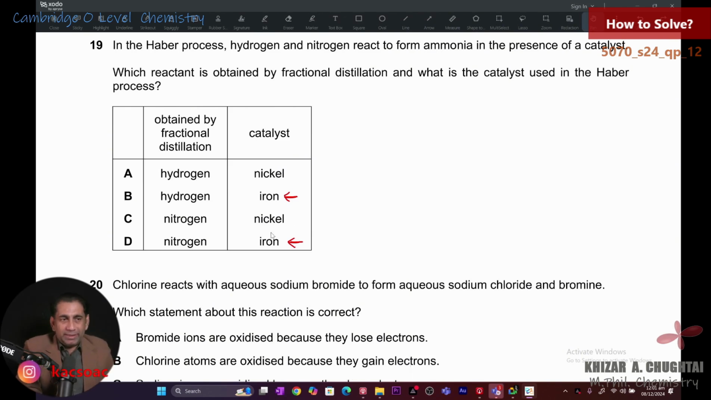In this column, iron may be in B or D, and then which is obtained by fractional distillation. Nitrogen is obtained from the air by fractional distillation, so D is the correct option. Hydrogen is usually made by cracking, not from the distillation of air.